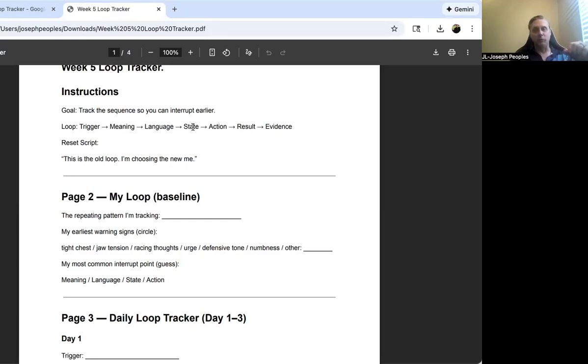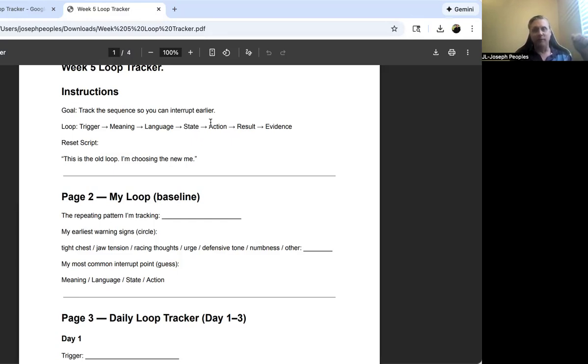State, we're talking about mental emotional state. Okay. What are you feeling? Are you feeling anxious? Are you feeling sad, angry, disrespected? What are you feeling in this moment? And the action. What action are you taking? What are you doing in this moment?